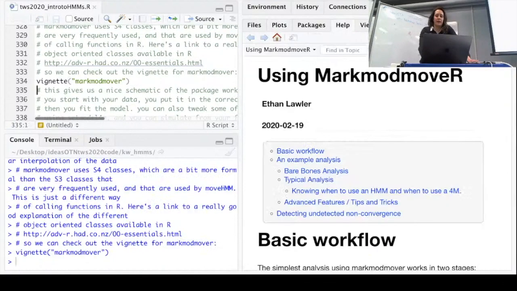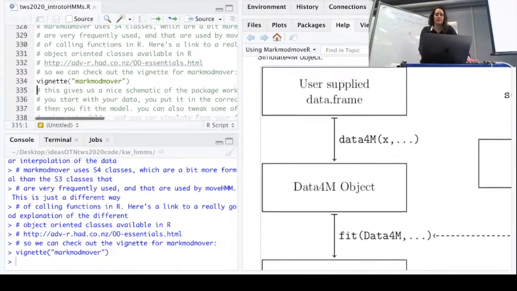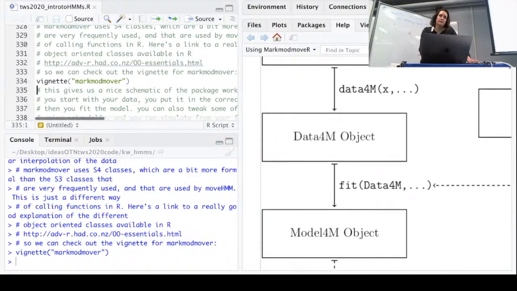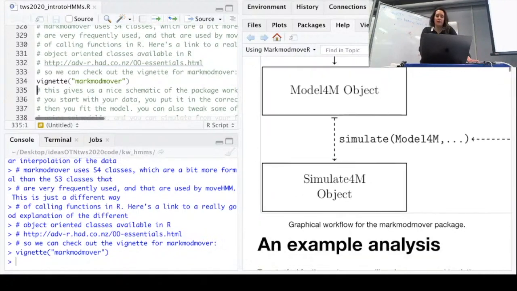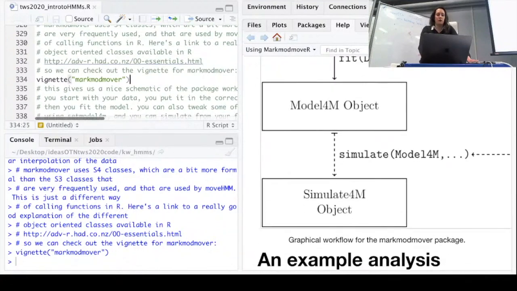Ethan has a really good vignette here. I basically followed this for the analysis, but it's kind of the same formulation. You have a user-supplied data frame. You create an object that can be read by the model, which is done using the data4m function. Then you fit it. And then you can do things like plotting residuals and simulating to see how good your model actually is.